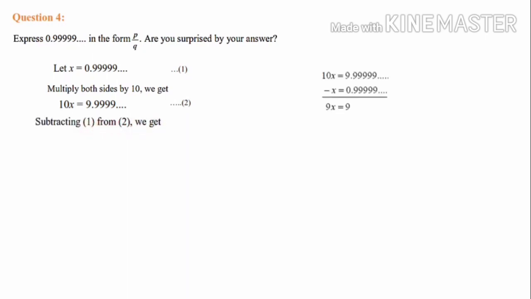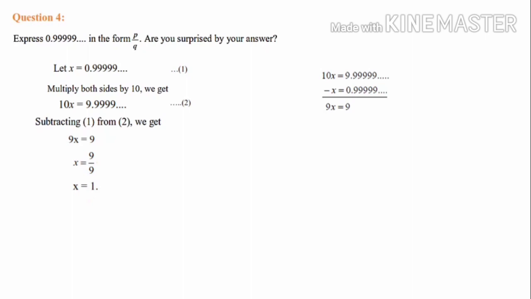Go for the rough calculation. Second equation is 10x is equal to 9.99 etc. And first equation x is equal to 0.99 etc. When you subtract, 9 minus 9 is 0. Here also 9 minus 9, and here also 9 minus 9. So all these digits become 0. And on the left of the decimal, 9 minus 0 is 9. So we can write the given statement as 9x is equal to 9. That is x is equal to 9 by 9. 9 by 9 is 1. x is equal to 1.